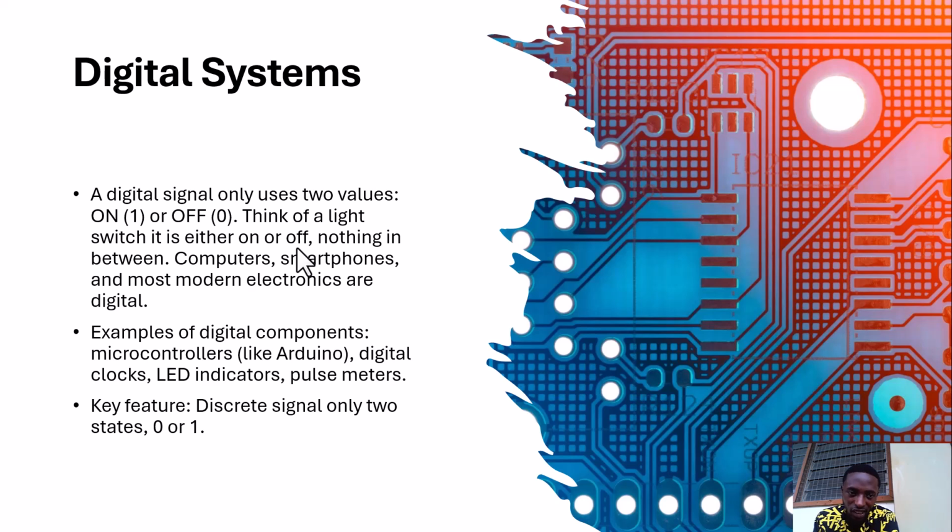Think of a light switch, it's either on or off, nothing in between. Computers, smartphones, and most modern electronics are digital. Examples of digital components are microcontrollers, like Arduino, digital clocks, LED indicators, ammeters, and so on. Key features: discrete signal, only two states, 0 and 1.